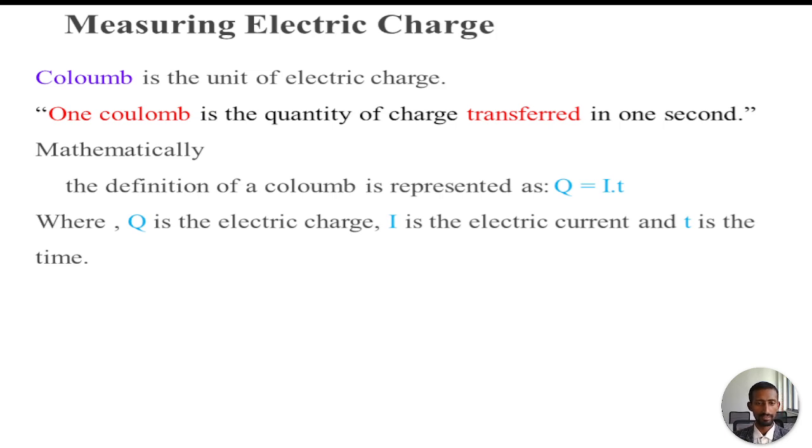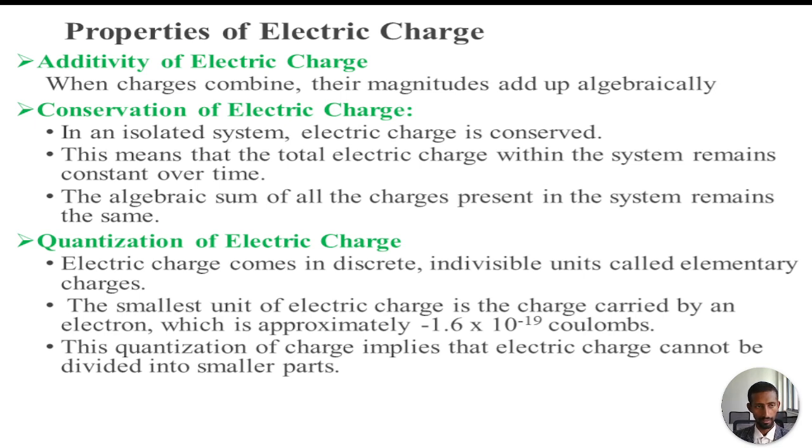Current, as you remember, or you may not remember, but we will define it in the future, means the flow of charge within a short period of time. That is the change in charge within a specific period of time. So charge equals current times T, where Q is the electric charge, I is the electric current, and T is the time taken to transfer the amount of charge from one point to another.